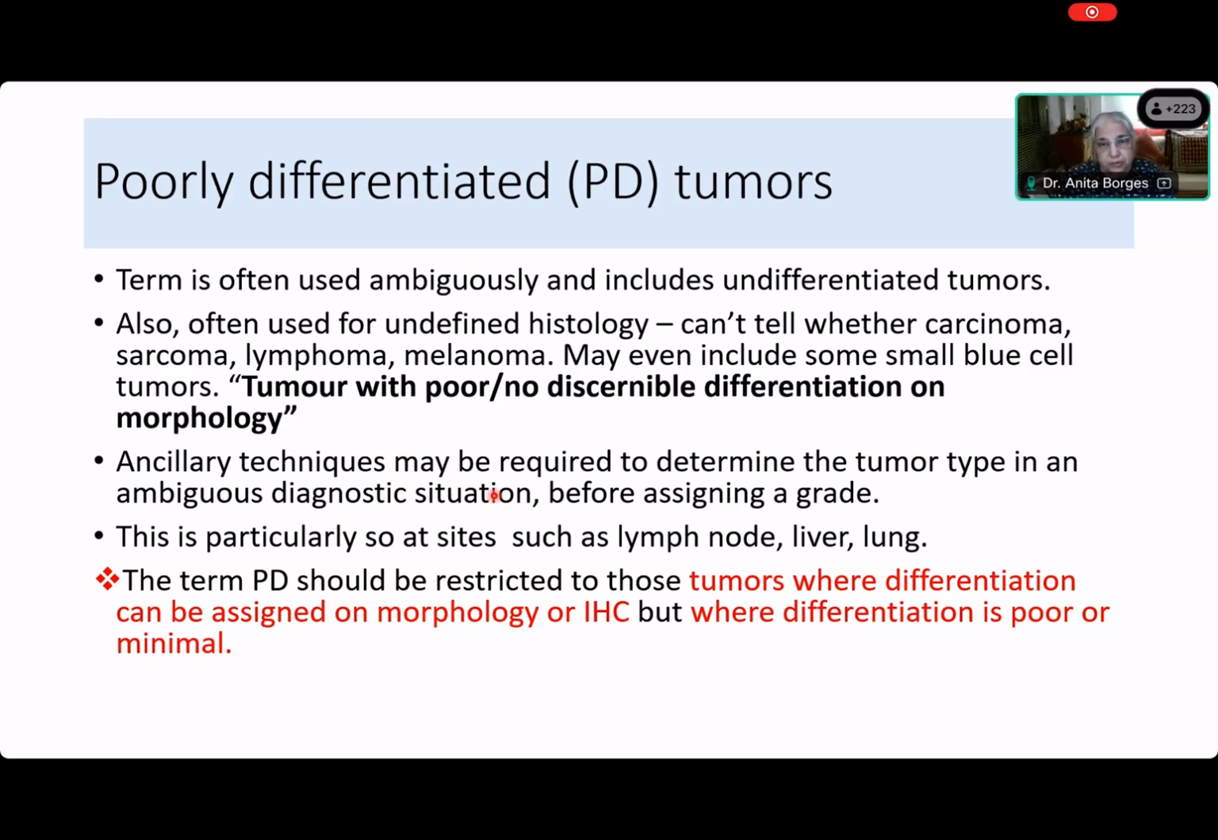Okay, sometimes we come to a conclusion that this is something before we actually assign a grade. Now, this is particularly so at sites such as the lymph node, liver, and lung. Okay, so if you want to be a purist, then the term poorly differentiated should be restricted to those tumors where differentiation can be assigned on morphology or on immunohistochemistry, but where that differentiation is very poor or minimal. That is truly a poorly differentiated tumor. But as I said, in everyday parlance and everyday talk, we often use it for a tumor with poor or no discernible differentiation on morphology, and then we go on to do various other tests.